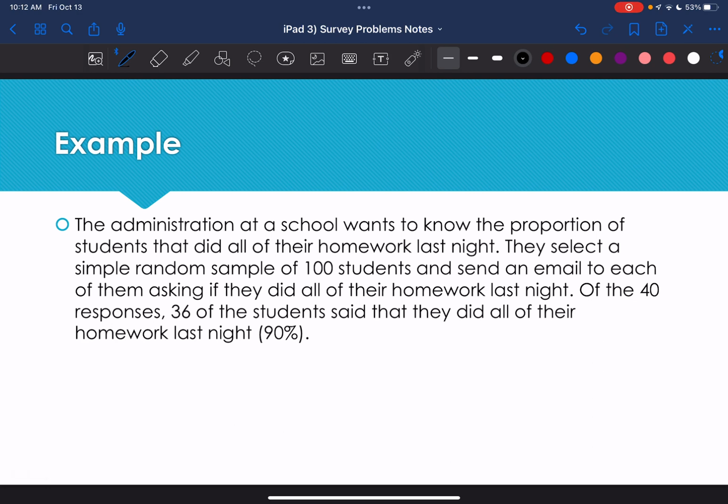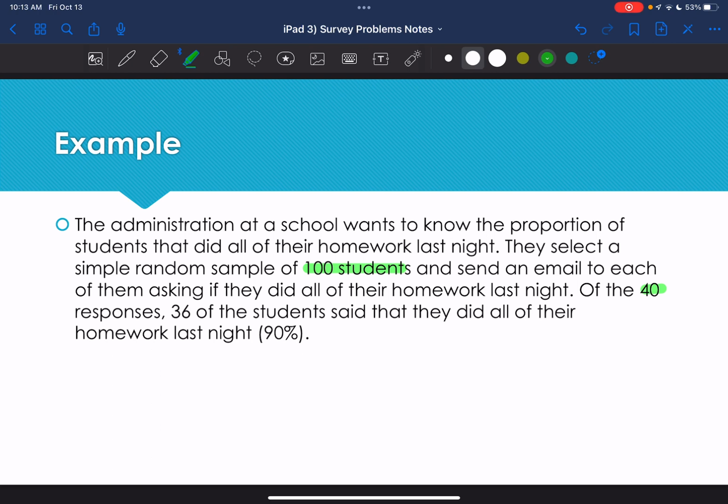The administration at a school wants to know the proportion of students that did all their homework last night. They select a simple random sample of 100 students and send an email to each of them asking if they did all their homework last night. Of the 40 responses, 36 of the students said they did all of their homework last night. There are two issues here. They contacted 100 students and only 40 responded.